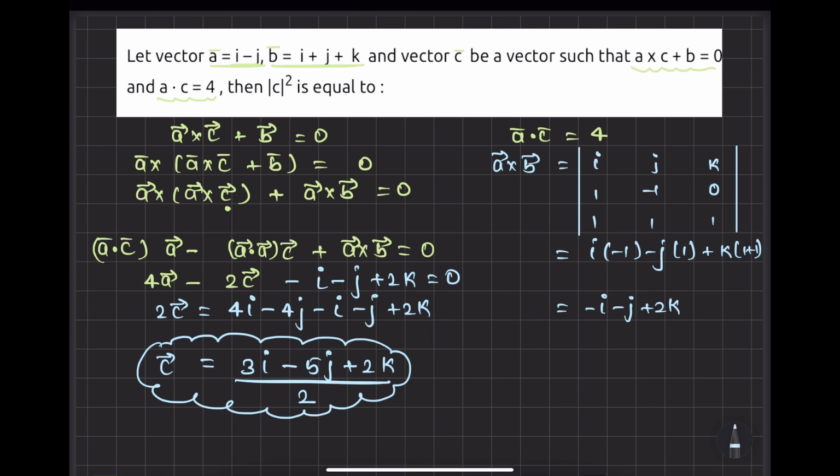Okay. Now, if you know vector C, can you find out the magnitude of vector C? And if you know the magnitude of vector C, you can find out the square. So how will we do that? Magnitude square will become what? 9 by 4 plus 25 by 4 plus 4 by 4. So it is 38 by 4. So it is 19 by 2, mod C square.